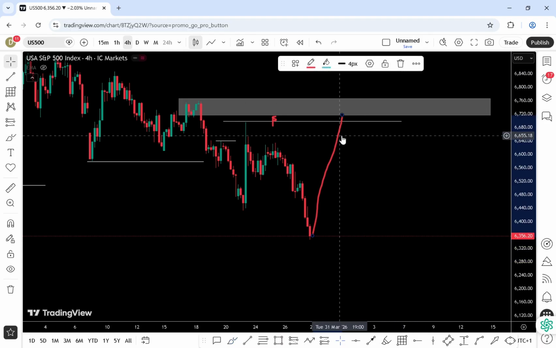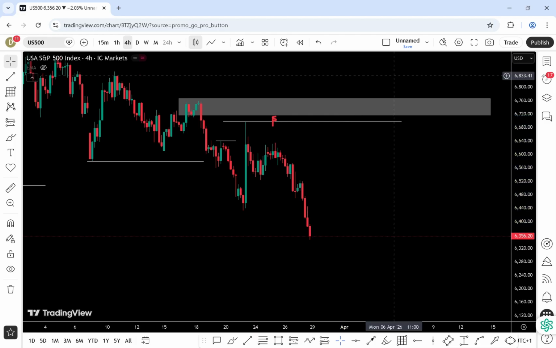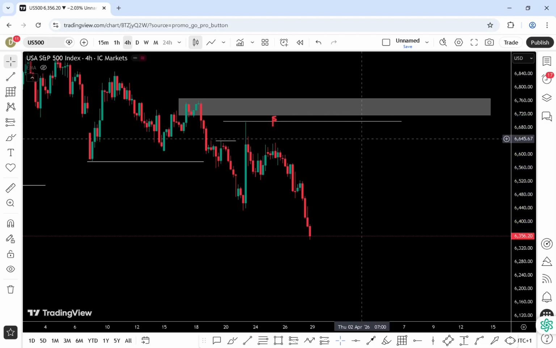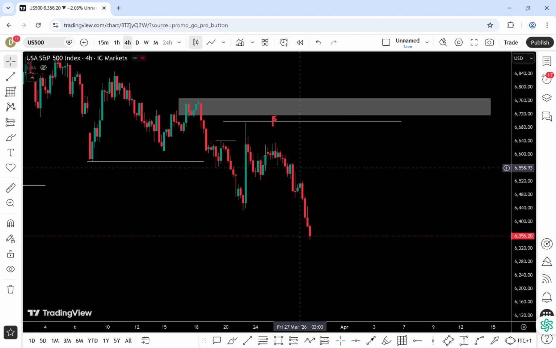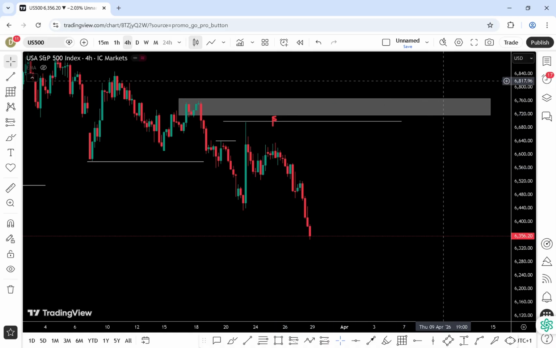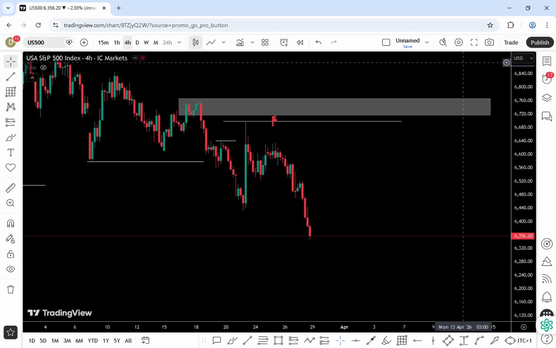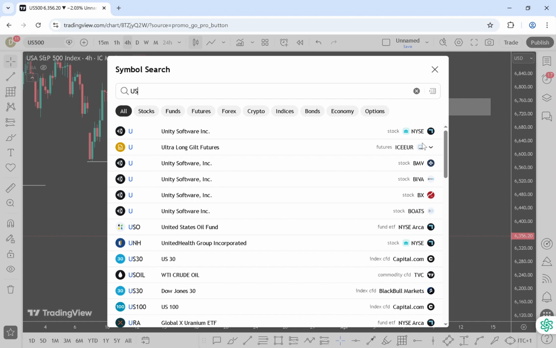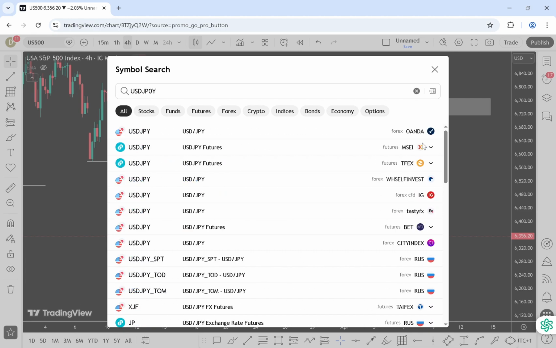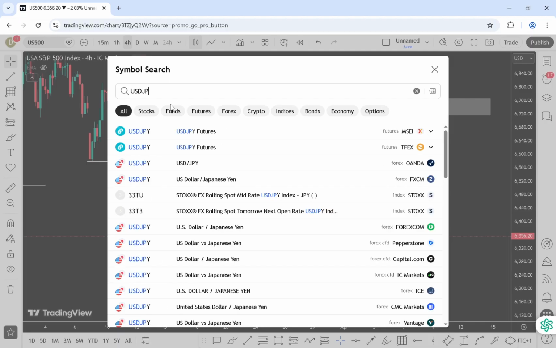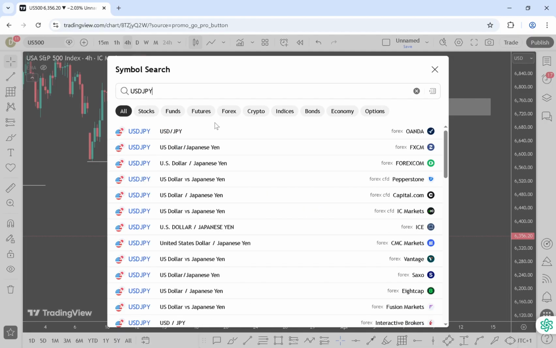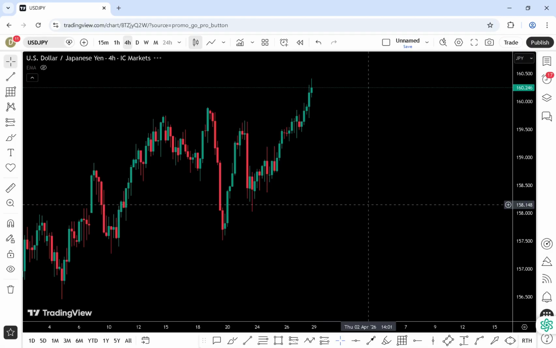The story remains similar on US 30. So let me check USD JPY and see what the USD JPY is actually telling us. Let's see what we are having.